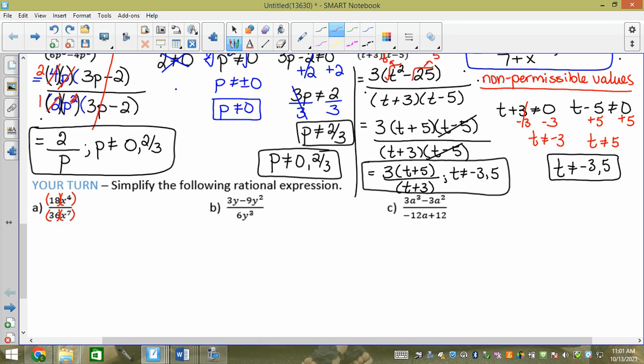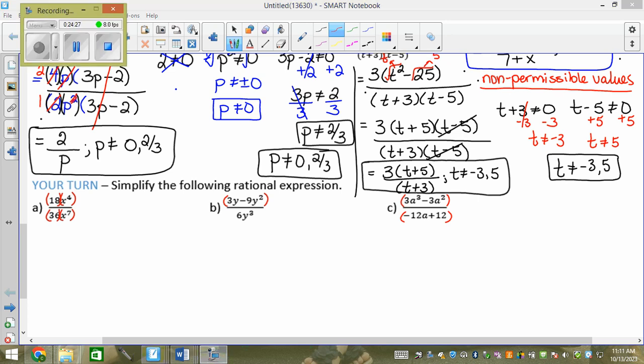This one, however, is a binomial, so I'm going to have to put in brackets and then take out a 3y, right? These are both binomials. I put them in brackets. This one I can take out a 3a squared. This one I can take out a negative 12. Okay, you're trying these out. So this one is a monomial.